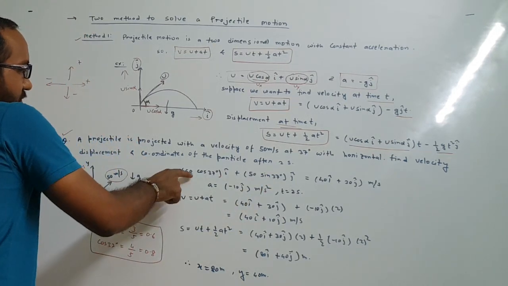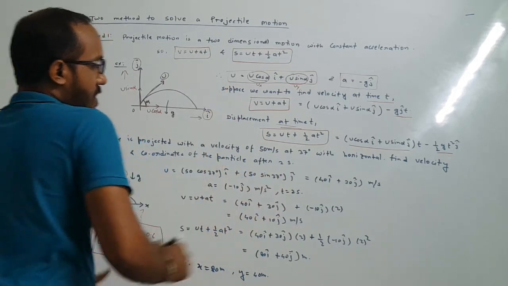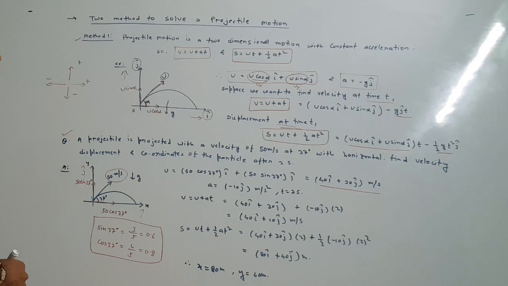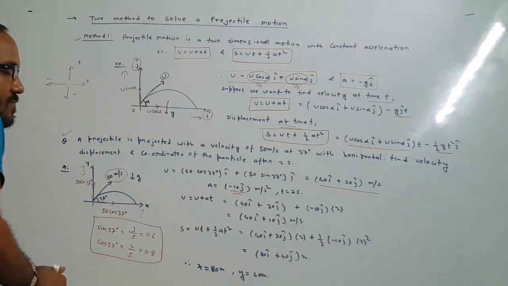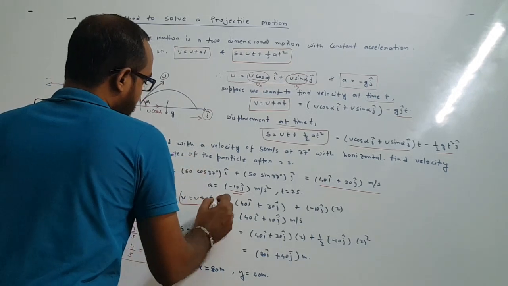So u can be represented as ux i cap plus uy j cap. Now after putting the values, you will get 40 i cap plus 30 j cap in meter per second. Now acceleration is in the negative y axis, so it would be minus 10 j cap. Now apply v equals u plus at.